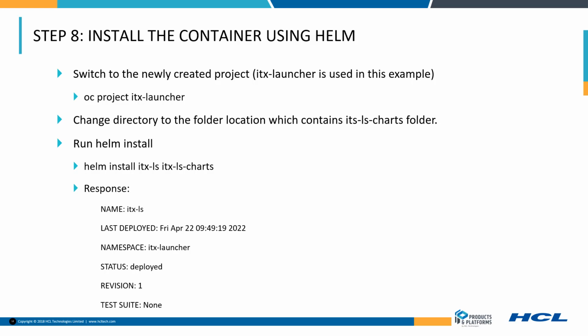We're ready to install the container. Let's switch to the project ITX launcher. Make sure you are in a folder which contains the ITX LS charts folder. Issue the HELM install command. If the install is successful, you should see the status that says deployed.